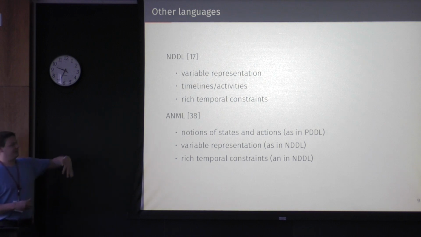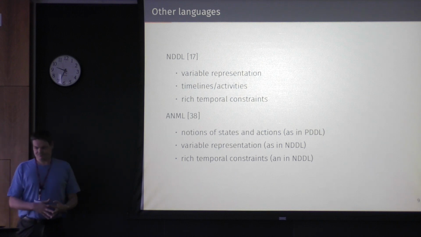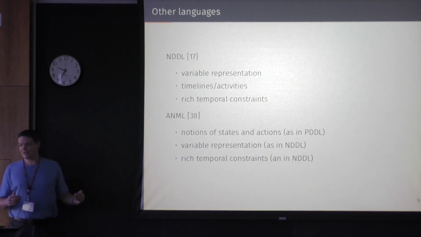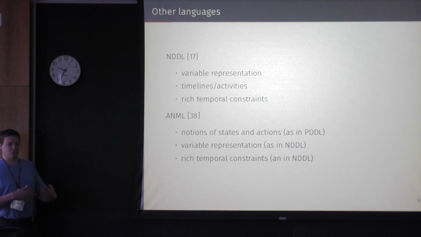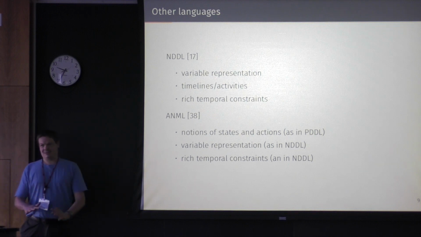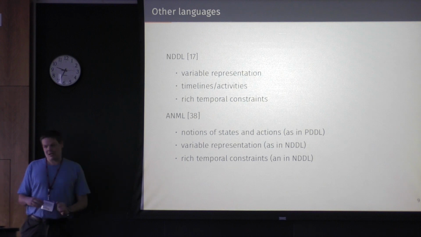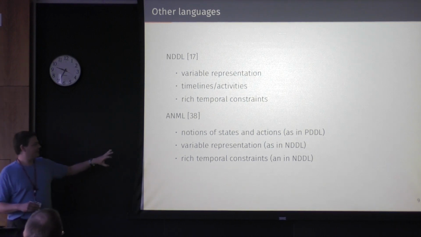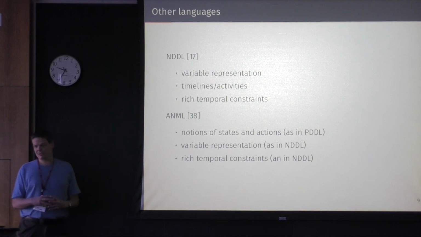And we also have richer temporal constraints. For instance, battery consumption is usually not a linear function, so it depends on what activity you are taking and where you are, so the battery level changes in a different way. The only difference between NDDL and ANML is that ANML is somehow closer to PDDL.